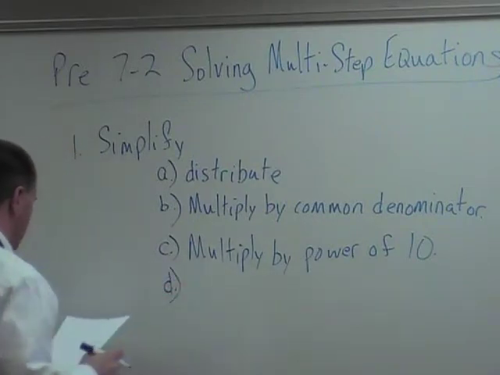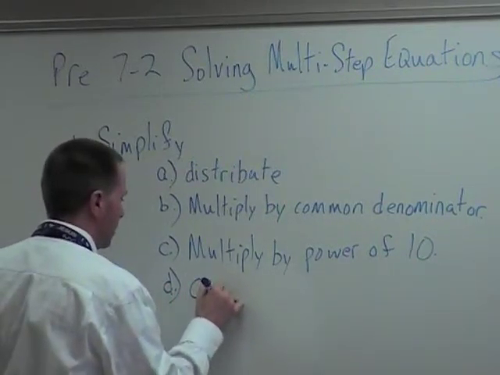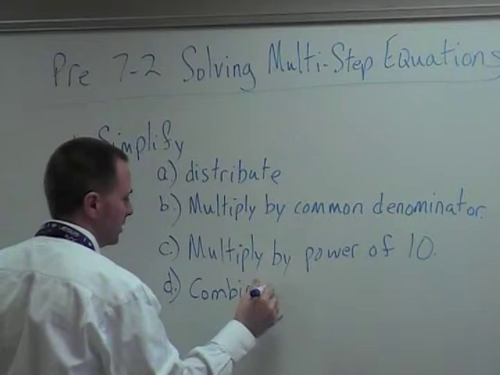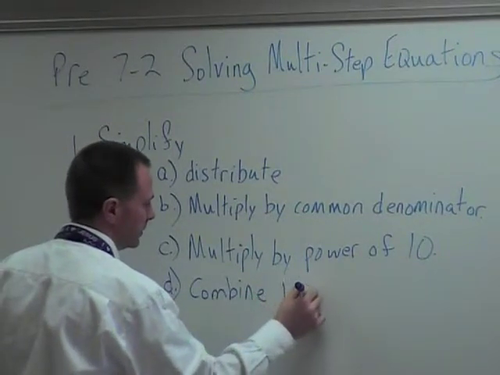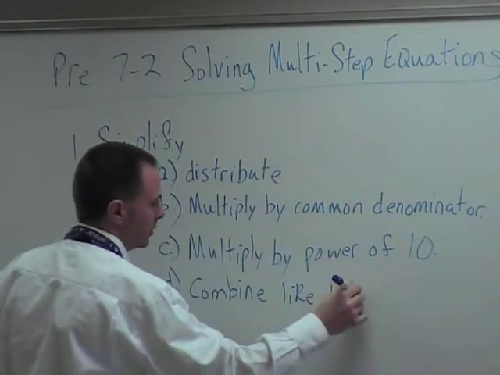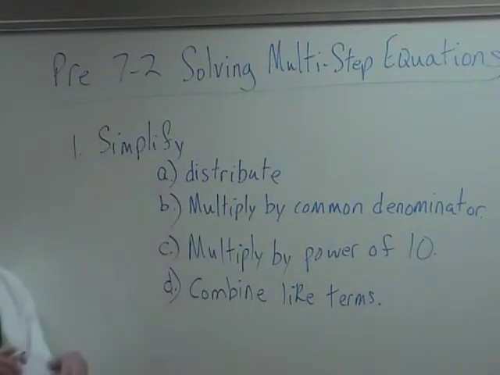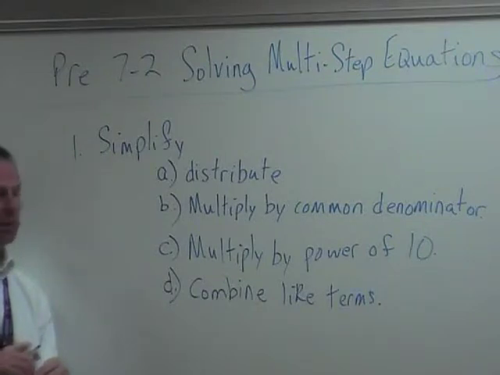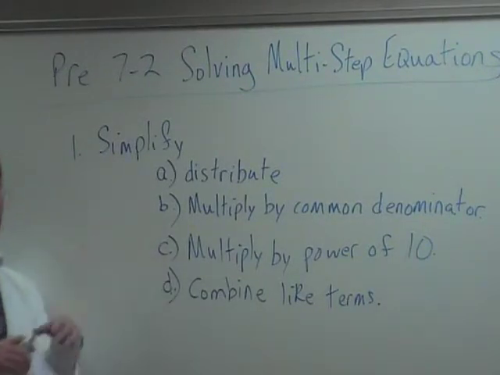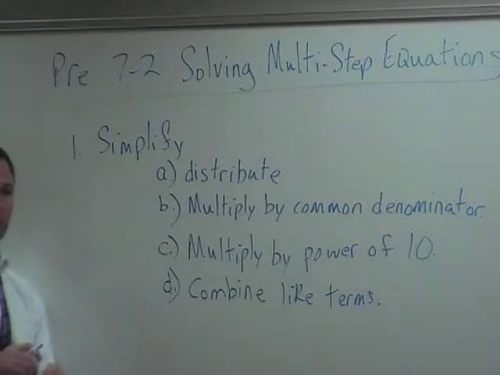D, combine like terms. So notice that combine like terms is last here. That's what we did yesterday, but we did distribution yesterday before we combined our like terms. Okay. You can pick and choose if you want to do B and C. You don't have to. All right, but you have to deal with fractions and decimals if you don't.